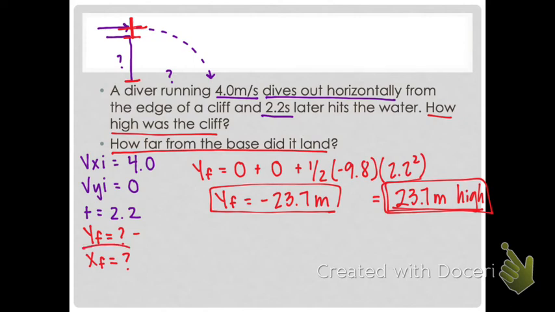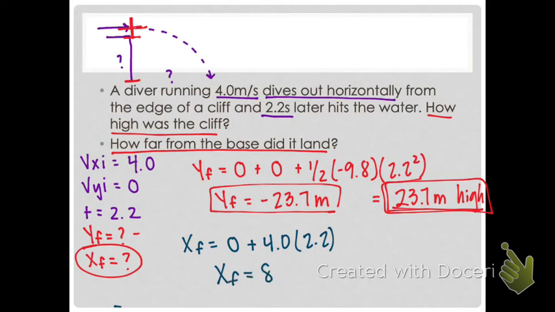The next one asks, how far from the base did it land? So I want you to find out we only have one equation that helps us solve for my final displacement, x final. So I'm going to take x initial, which is always 0, plus vxi times time. Okay, so 4.0 times 2.2 gives me a final displacement of 8.8. And what would my units be on that one? For final horizontal displacement, what would my units be? Meters, right? So I want to make sure I put meters on there as well.